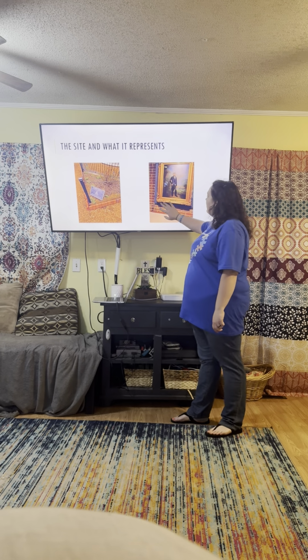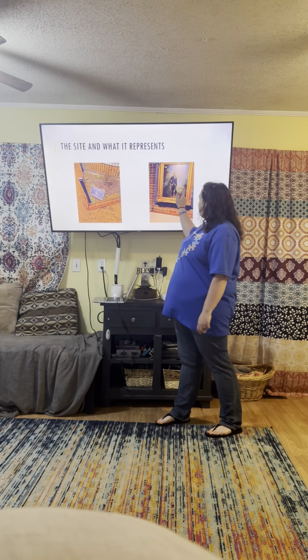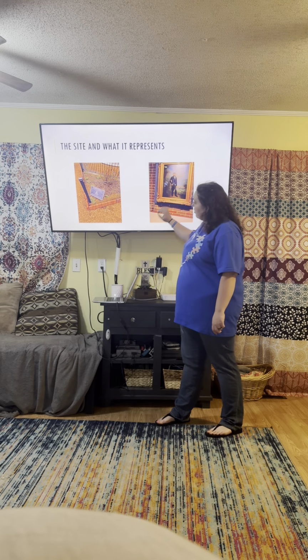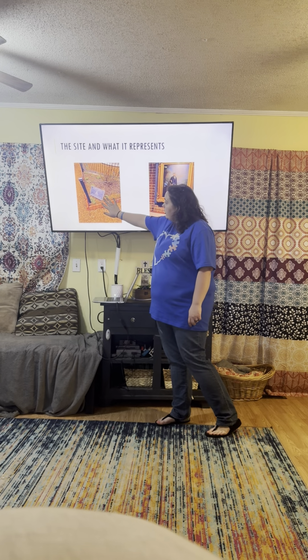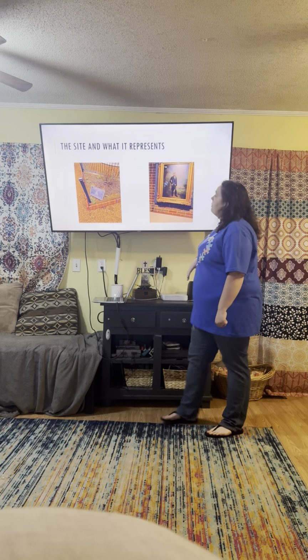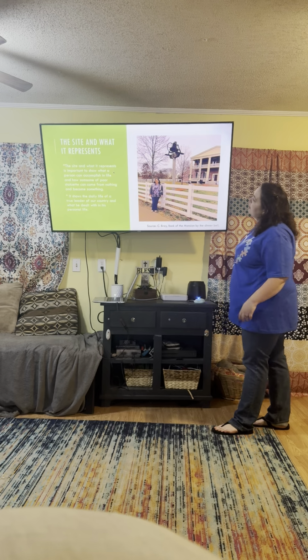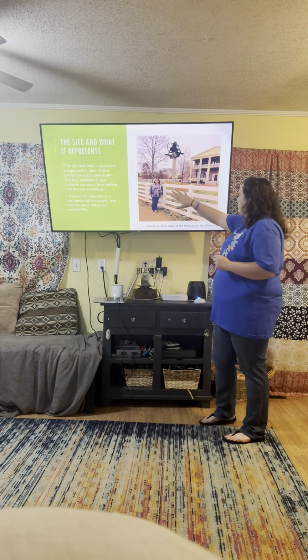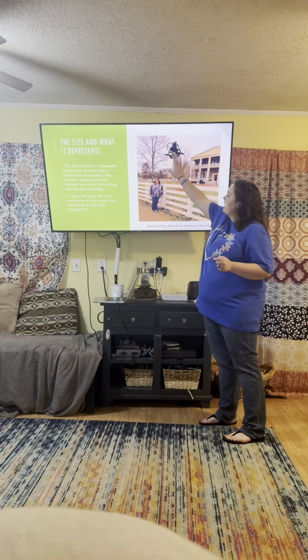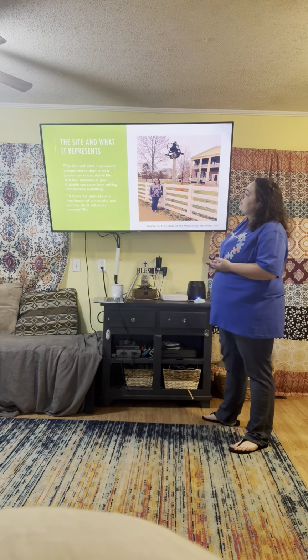This is a portrait of Andrew painted at the Hermitage. You actually see his horse farm there. And then this is his placard on his side of the tomb. But what I put in here, the site and what it represents. So I'm explaining the dinner bell. This is me at the back of the mansion by the dinner bell.